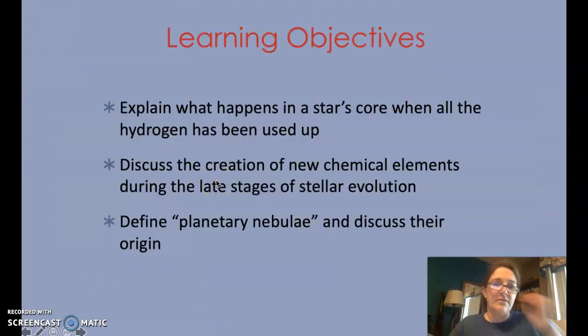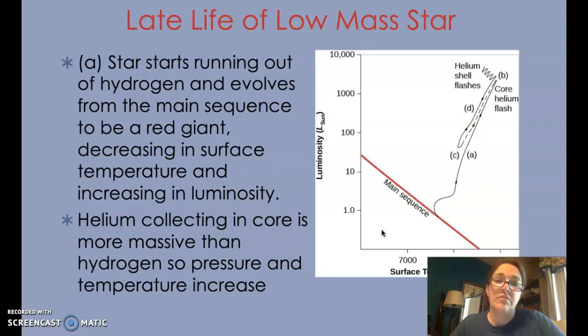There we go. What happens when a star's core runs out of hydrogen? The creation of a couple of new chemicals, and then planetary nebula and how they form. And we're going to talk about a couple of specific planetary nebula that I will want you to know some about. So, late life of a low mass star.